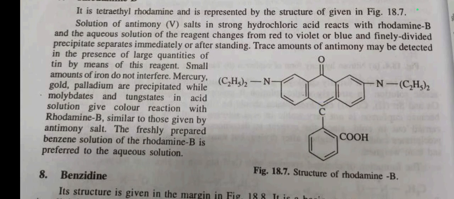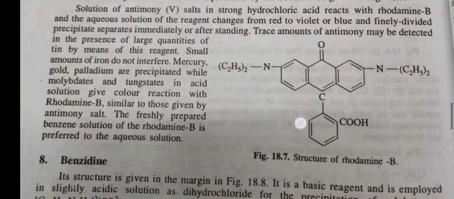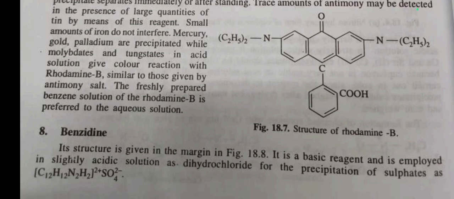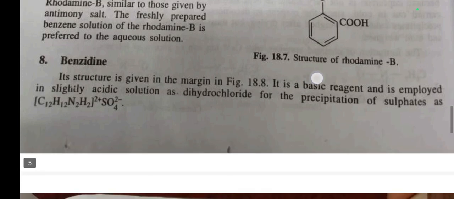Trace amounts of antimony may be detected in the presence of large quantities of other ions by means of this reagent. Small amounts of iron do not interfere. Mercury, gold, platinum are precipitated while molybdates and tungstates in acid solution give color reactions with rhodamine B similar to those given by antimony salt. The freshly prepared benzene solution of the rhodamine B is preferred to the aqueous solution.